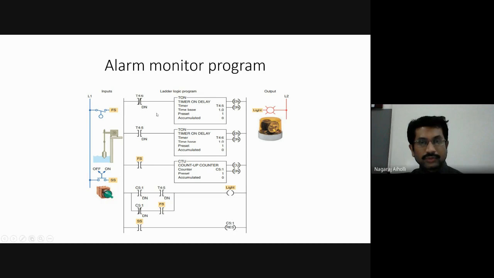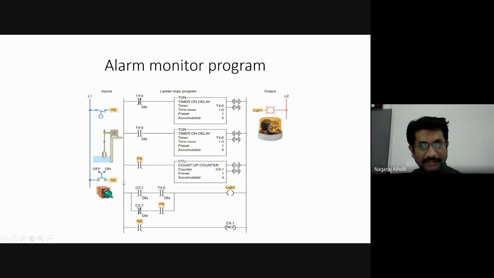Examine if open, this will become true. When this becomes true, the timer on delay will be activated and enabled. It will go from 0 to 1. Once the accumulated value becomes equal to the preset time, the DN bit will be equal to 1. As the DN bit of T4:5 becomes 1, the output of this is connected to the input of the next timer. So this second timer is also energized, and then we get the done bit of that second timer high, when the accumulated value becomes equal to the preset value.